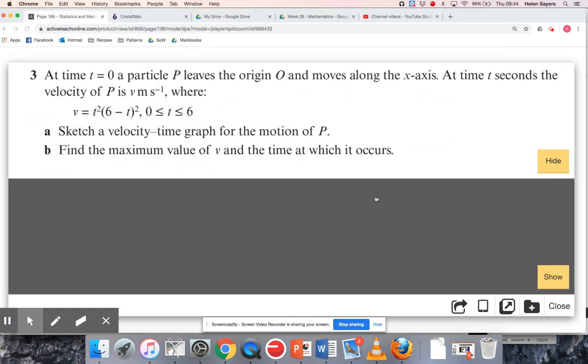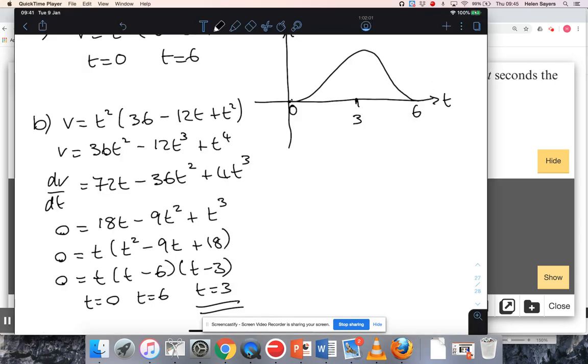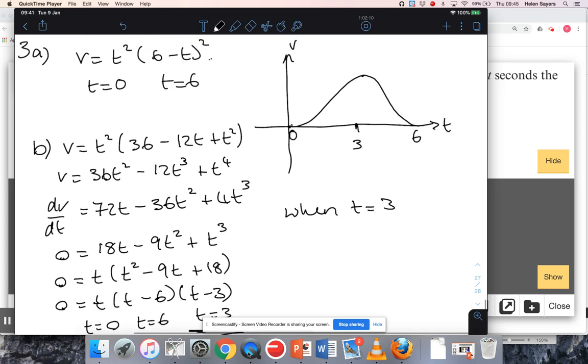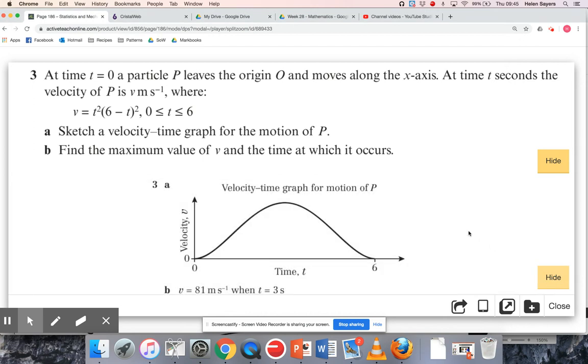So what are we actually trying to do? We're trying to find the maximum value of v and the time at which it occurs. Well, that's fine. We've got the time at which it occurs; we've answered this a little bit back to front. It occurs when t is 3. It's that point there. So when t is 3, v is, looking back to here, 3 squared times 6 minus 3 all squared. So 9 times 9. I'm going to double check that. I make that 81 meters per second. Lovely.